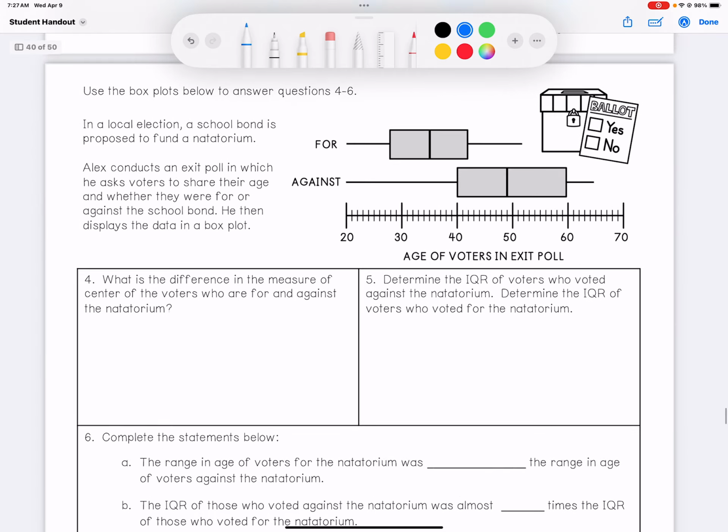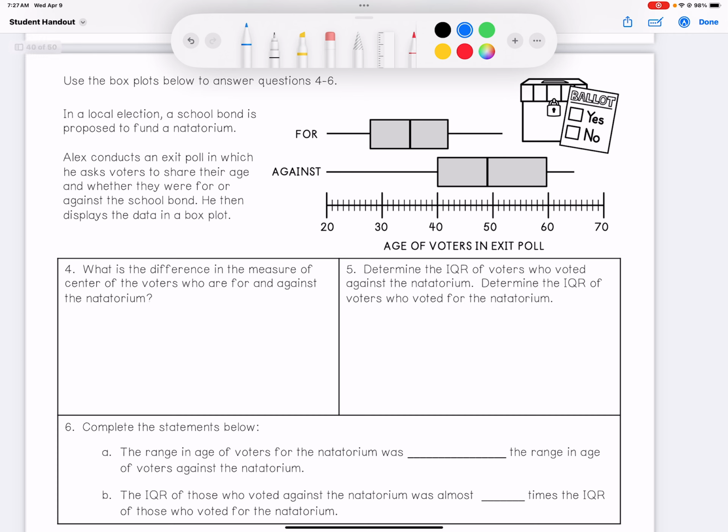All right, to the back. You're going to use the box plots right there to answer the questions below. So in a local election, a school bond is proposed to fund a natatorium. I don't even know what that is.